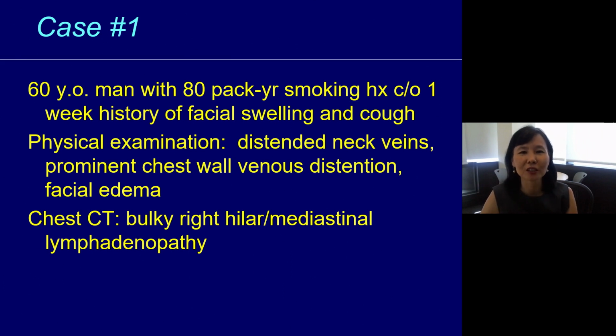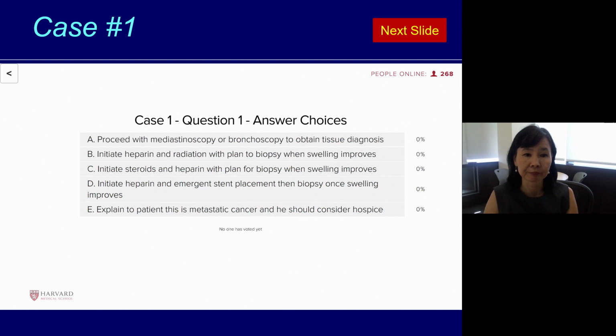This is a 60-year-old gentleman who has an 80-pack-year smoking history, and he presents with a 1-week history of facial swelling and cough. On physical examination, you note that he has distended neck veins, prominent chest wall venous distension, and facial edema. His chest CT scan shows bulky right hilar and mediastinal lymphadenopathy.